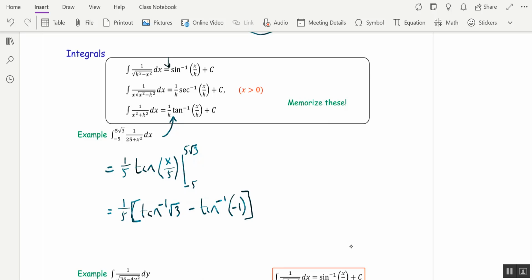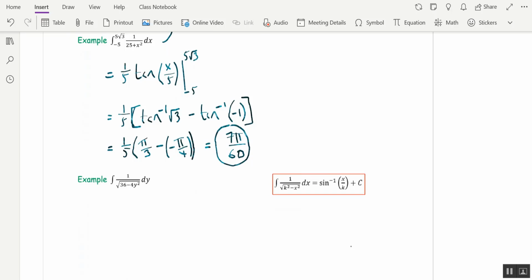All right, now we're evaluating inverse trig functions. So using those rules I showed you on the first page, this is 1/5. Tangent inverse of root 3 is pi over 3, and subtract tangent inverse of negative 1, which is negative pi over 4. And so we get 7 pi over 60 after we get a common denominator and add those two fractions. All right, let's do one more.